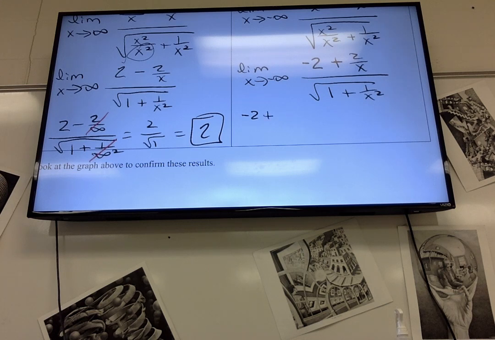So negative 2 plus 2 over infinity, over the square root of 1 plus 1 over infinity squared. Again, the infinity things go away and go to 0. And you end up with negative 2 over the square root of 1, which is 1. And lo and behold, you just get negative 2.